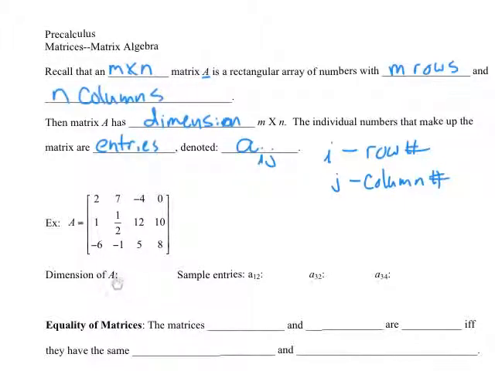So for example, here's matrix A, and we have a bunch of numbers in there. And the dimension of A is the number of rows, which is 3, by the number of columns, which is 4. So this is a 3 by 4. If we looked at sample entries, a1,2 means first row, second column, and that entry is a 7. a3,2 would be third row, second column, that entry is a -1. And a3,4 would be third row, fourth column, that's going to be an 8.